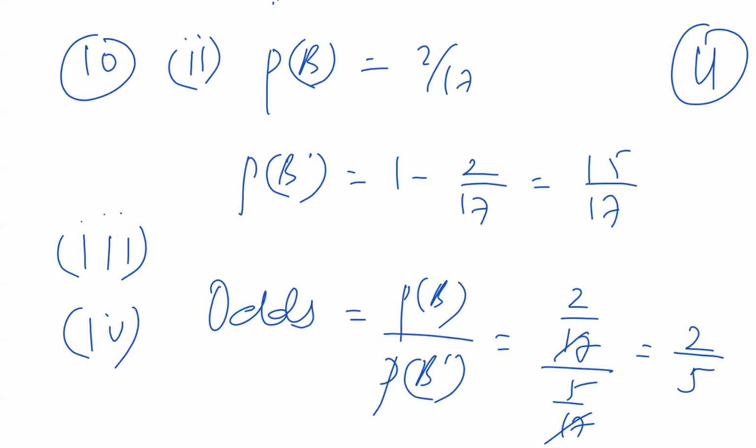Let us go to question number 12. It's quite extensive, so let's focus on this. 4 cards are drawn from a well shuffled pack of 52 cards. So n of s is equal to 52C4. All 4 cards should be from the same suit.